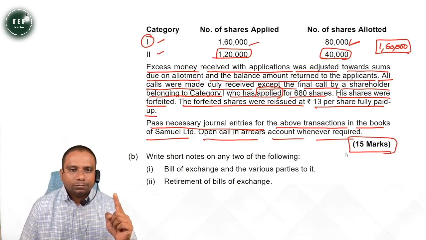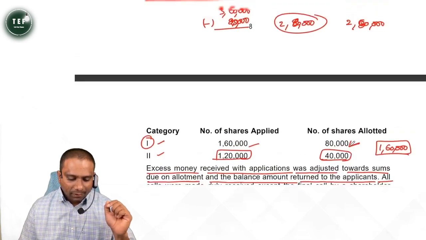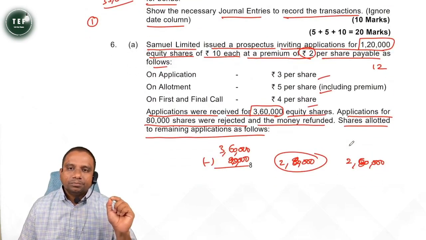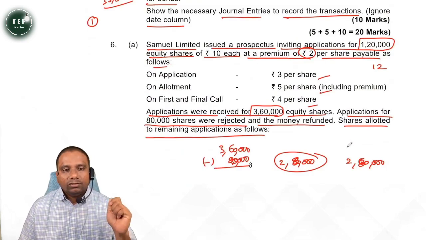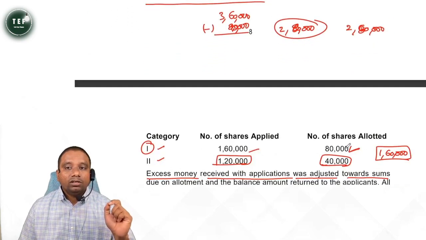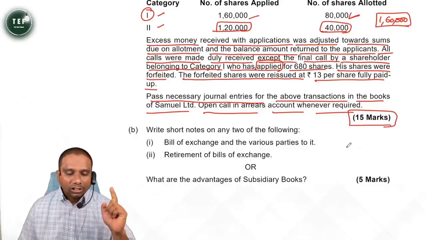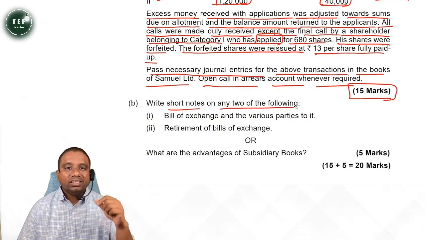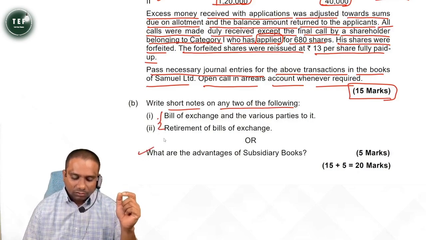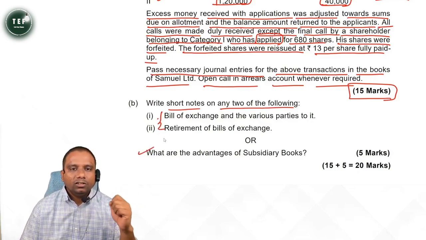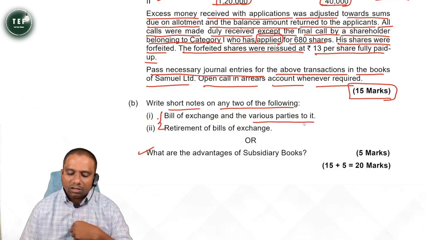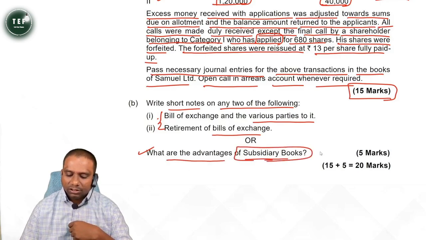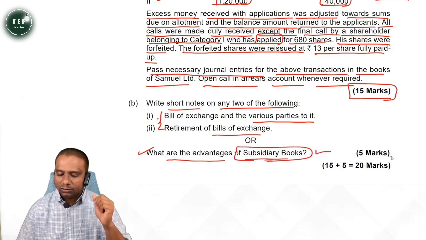In June 2024, 6A was given for 15 marks. September 2024, they gave it for 15 marks. Now also they are giving it for 15 marks. Remaining questions: write short notes on any two of the following. Here they are again giving alternatives, an internal option. Bills of exchange and various parties to it. Retirement of bills of exchange. What are the advantages of subsidiary books? It is better to write subsidiary books so that you can score 5 marks easily.